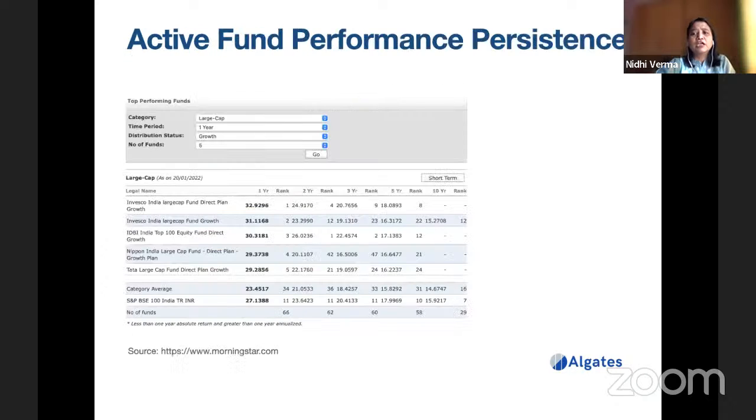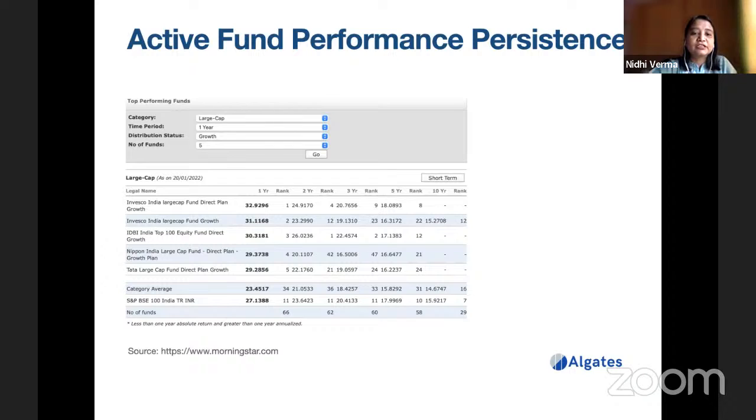Another important point is about persistency. The argument would be that you spot the fund managers who are doing better and put money in those funds, where the fund managers are performing better over a period of time. But here there is a lot of trade-off between luck and skill. So let's see the performance of mutual funds in the Indian market.